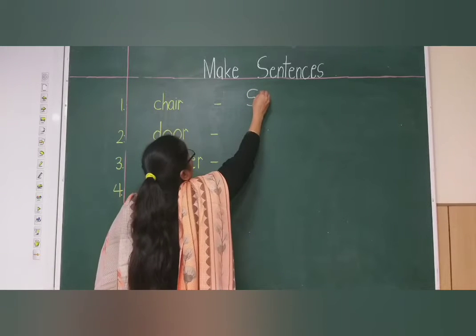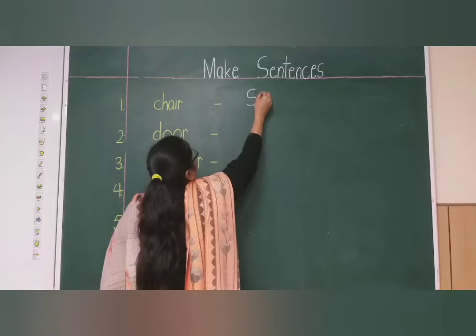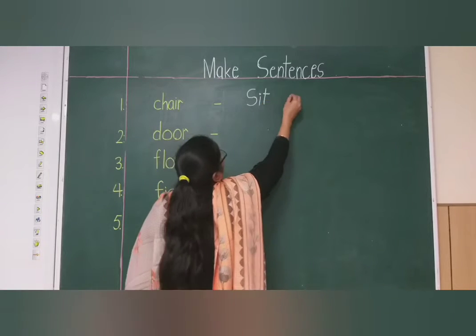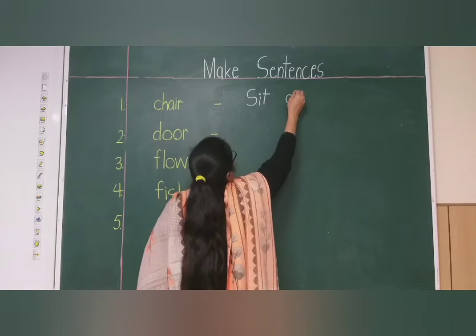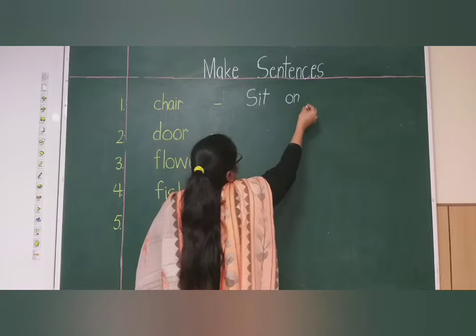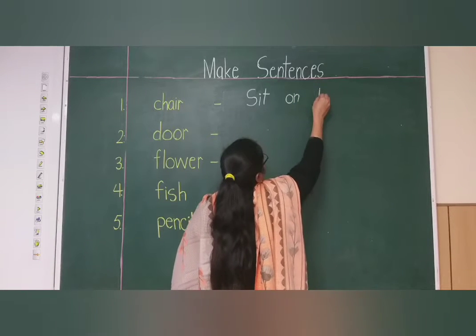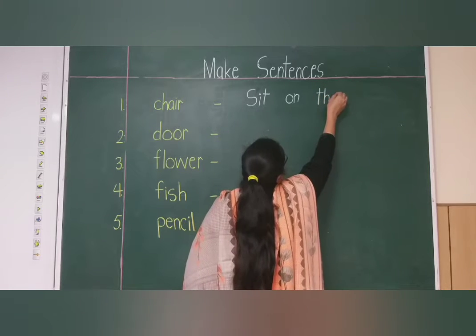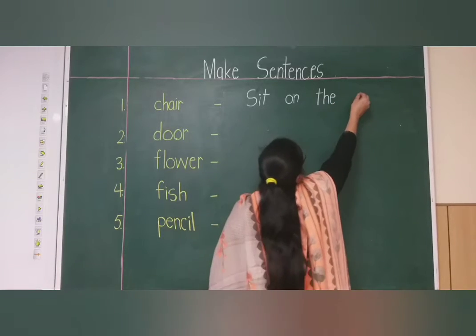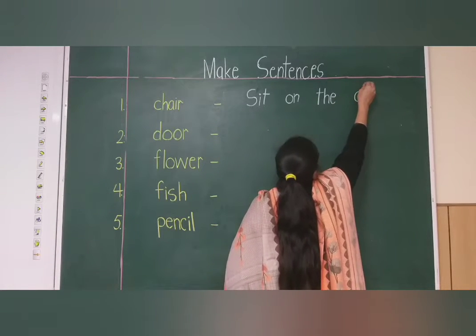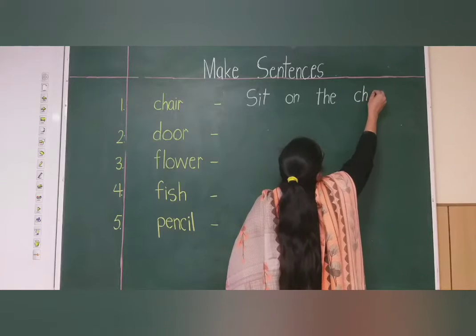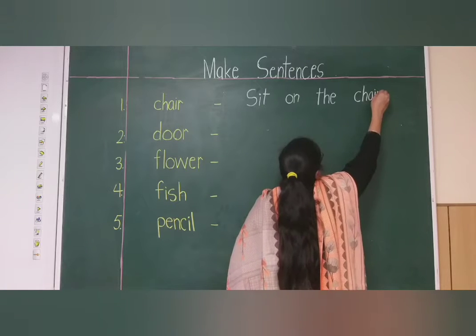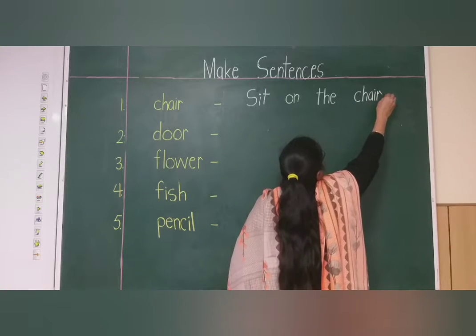Sit on the chair. What are we going to write? Sit on the chair. S-I-T, sit. O and N, on. You will sit on the chair now. Right. So we are going to make the sentence: sit on the chair. C-H-A-I-R, chair. And make a full stop at the end of the sentence.